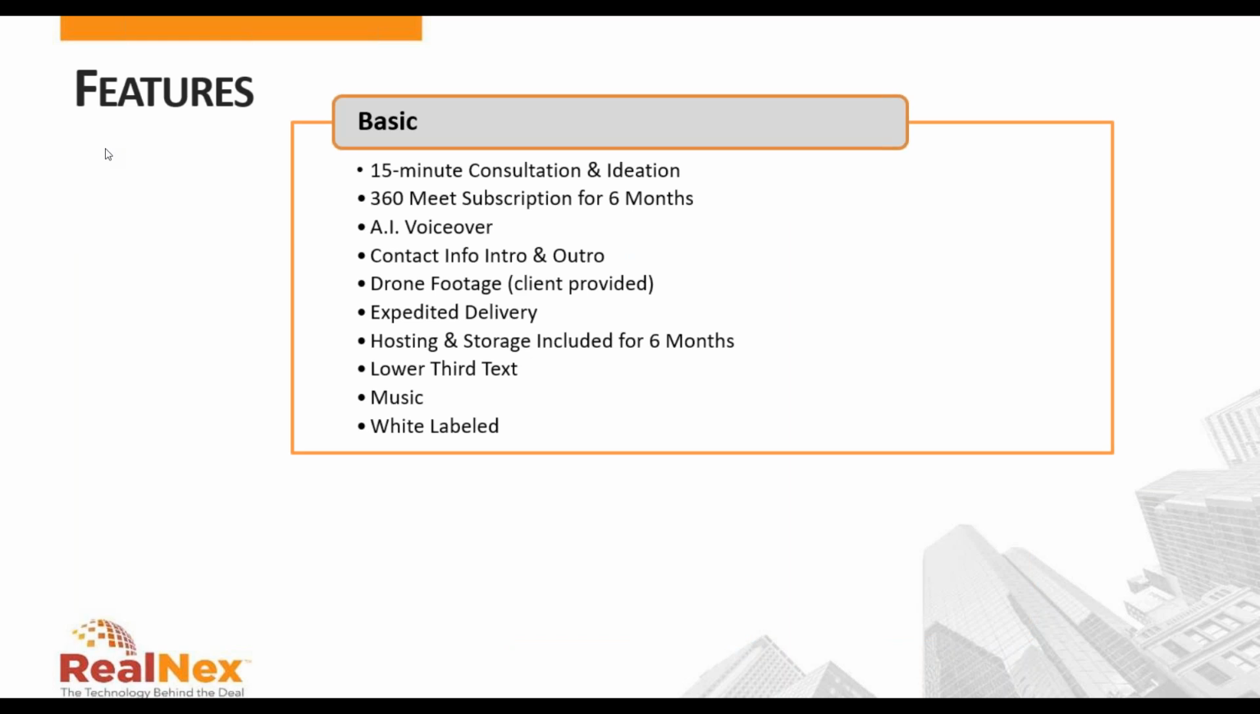So the features, and each tier has a certain number of features that are included. You get somewhere between 3 and 6 of these features, depending on the tier that you want. And the one that you won't know is 360 Meet, which is a streaming platform that we developed for storing content and sharing files without latency.